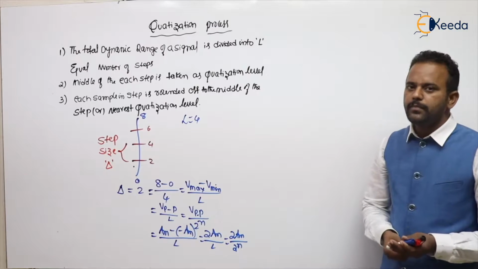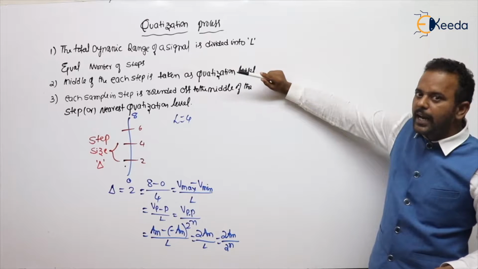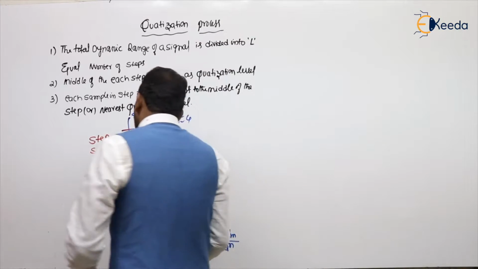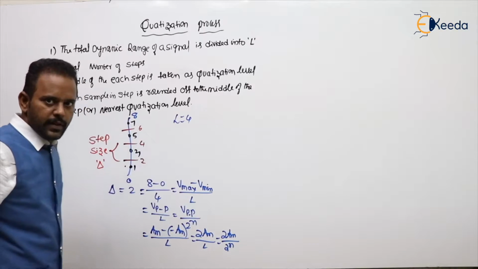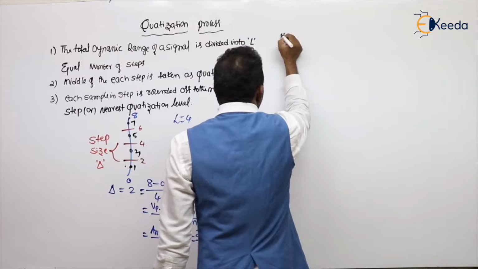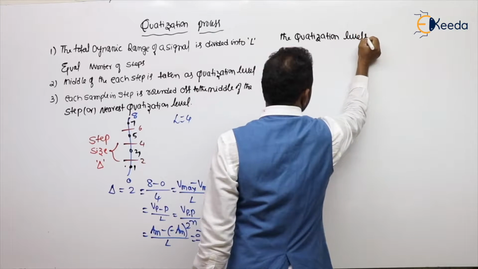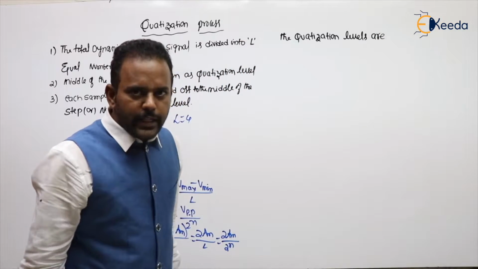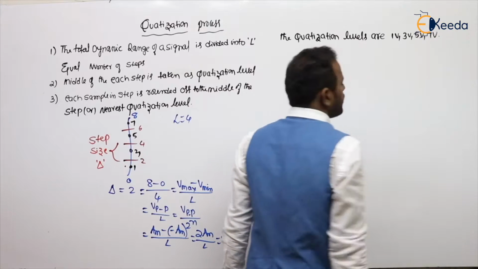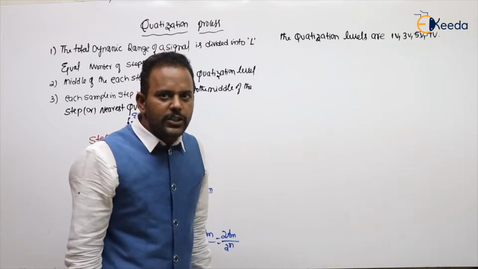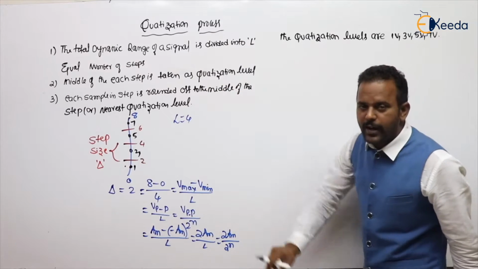Read the second point. What is the second point? Middle of each step is taken as a quantization level. What is the middle of the step? The middle of this step is 1, this step is 3, this step is 5, this step is 7. Are you getting my point? The quantization levels are, what are the quantization levels you got? 1 volt, 3 volt, 5 volt, 7 volt. These are the quantization levels. Middle of the step is taken as a quantization level.